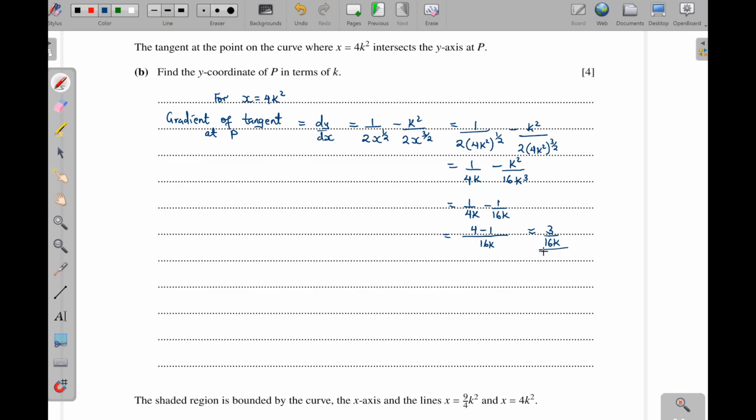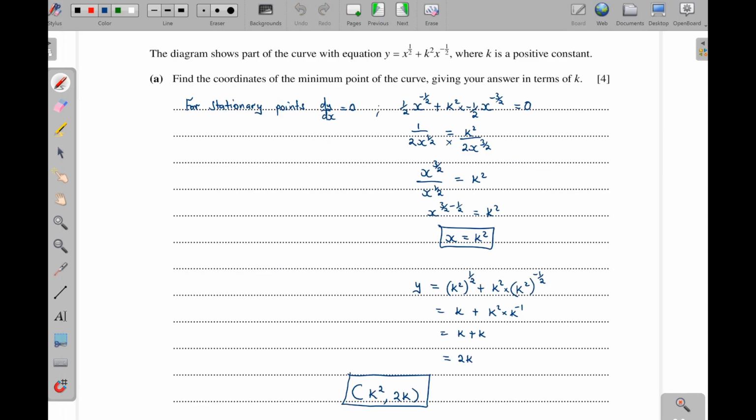You see? Then after getting this one, we now need to find the equation of the tangent. Equation of the tangent. Now, we have this 4k squared. What is the y coordinate? Do we have it before? X is equal to, no, we don't have it. So we need to get the y coordinate here.